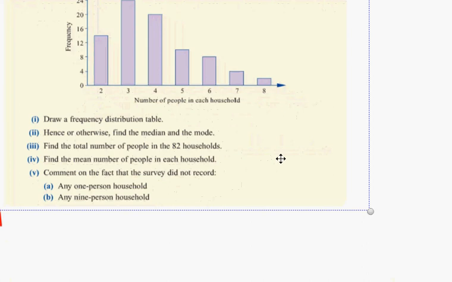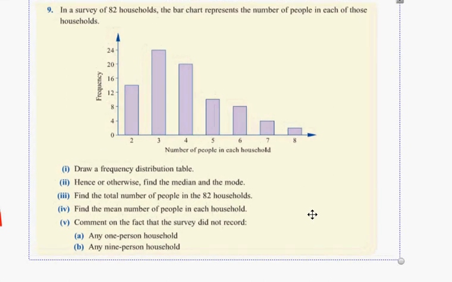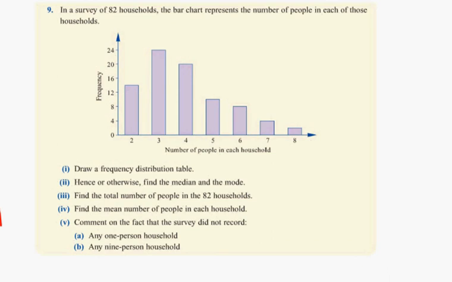Okay. Histograms are usually linked together and they're done in intervals, okay? Bar charts are separate, discrete data. Do you understand? Okay, survey of 82 households. The bar chart represents the number of people in each of those households.